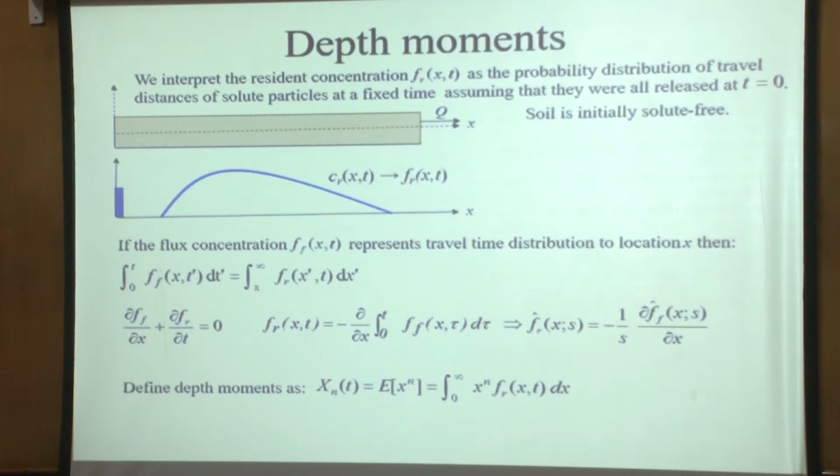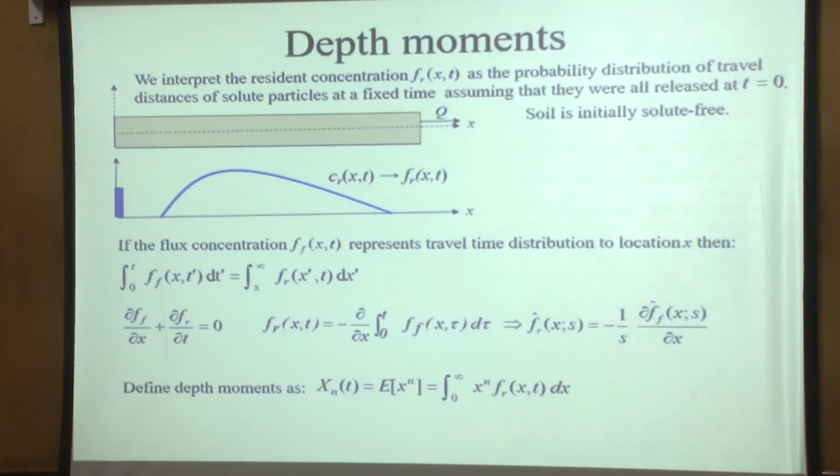Now this is x. Because it's based on resident concentrations, I'm going to use a subscript r to denote this travel distance distribution. And based on how much solute mass I basically see in each of these soil sections at different distances, I'll now get a different shape of the curve, whatever it looks like.